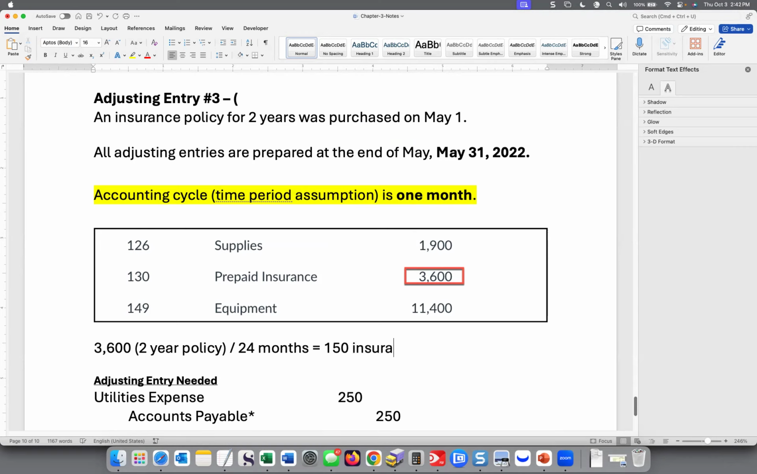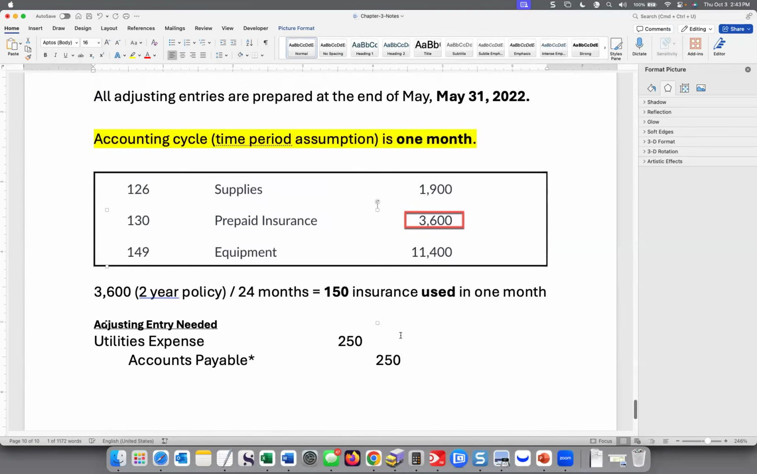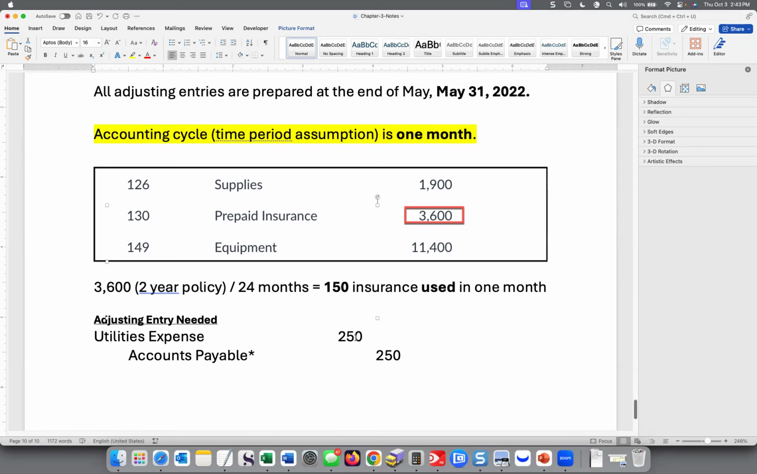And we'll say insurance used in 1 month. Okay. And again, the operative word is used. That's what we're looking for. What was used up? And that's the number that we need for our adjusting entry. Okay. So if you use 3,600, you expense all 2 years worth of insurance in 1 month. All right. Obviously, that's not how we do that. All right. You paid up front for a 2-year policy and you only used 1 month of it.